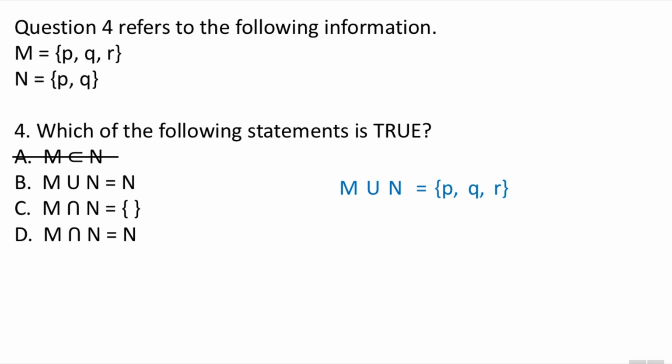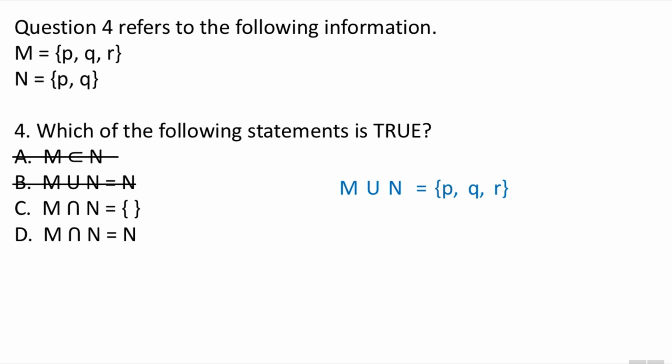So now we're comparing these elements, P, Q, and R, and what B is saying is that they're also equal to N. If you check N, you'd realize it's just P and Q. So right away you can agree that no, they're not equal to each other. So B could not be your answer. Let's now have a look at C, guys.